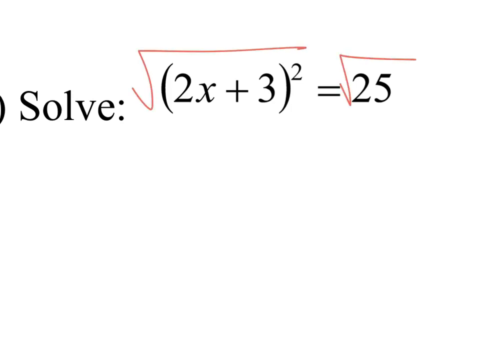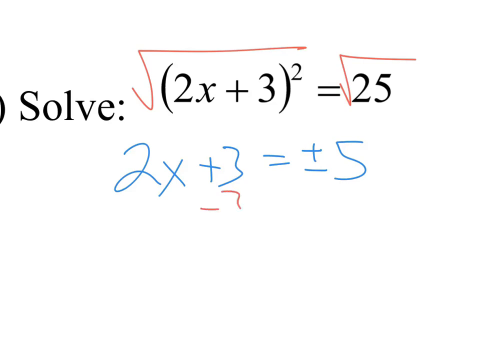And if we take the square root of both sides, then we know that the left side simplifies to just 2x plus 3. The square is gone. And it's equal to what? The square root of 25 is plus or minus 5, because 25 is a perfect square. And what do we need to do now? We're going to do the inverse operation by subtracting 3 from both sides. And so now we've got 2x equals negative 3 plus or minus 5.